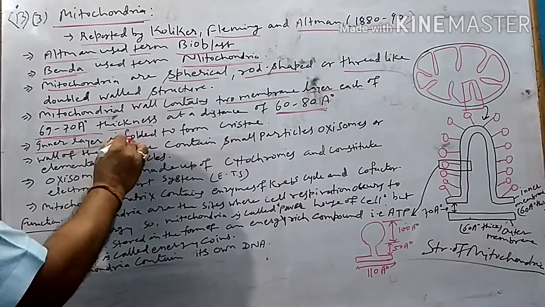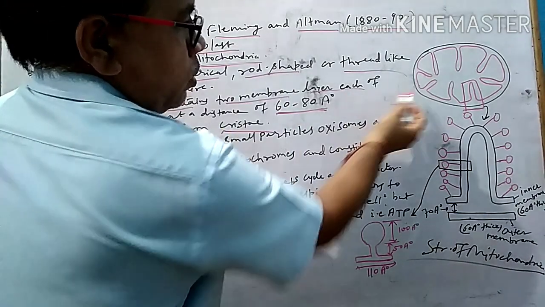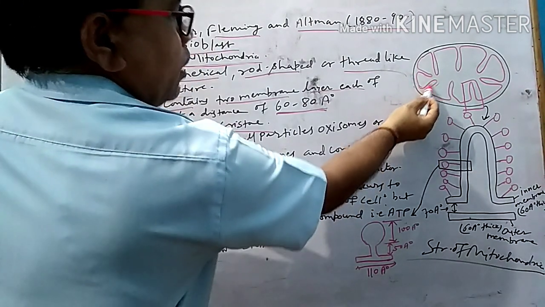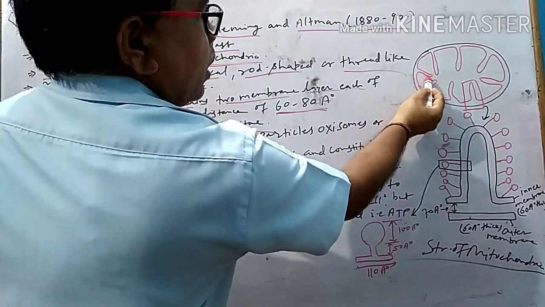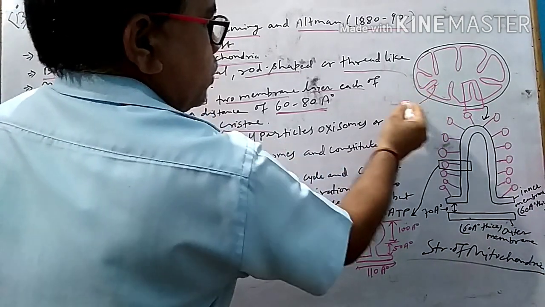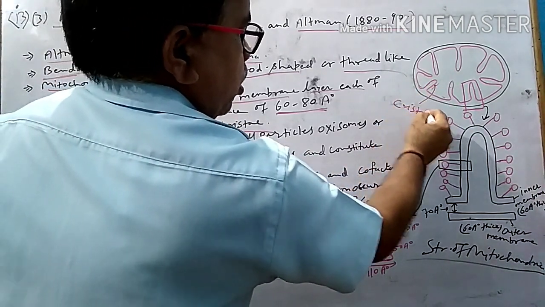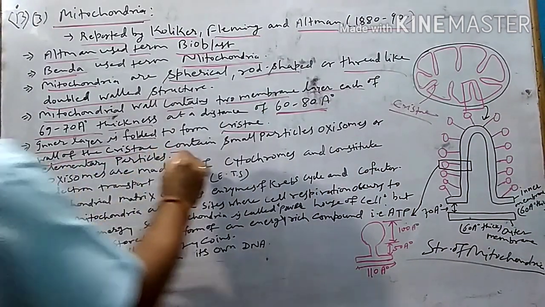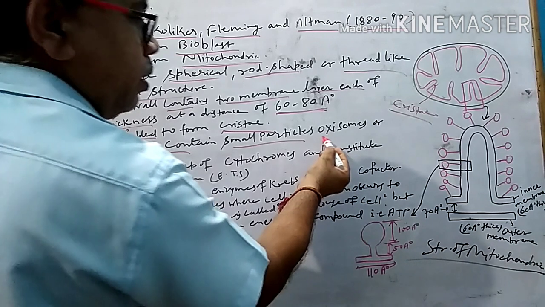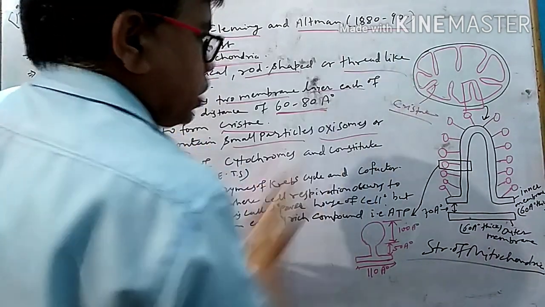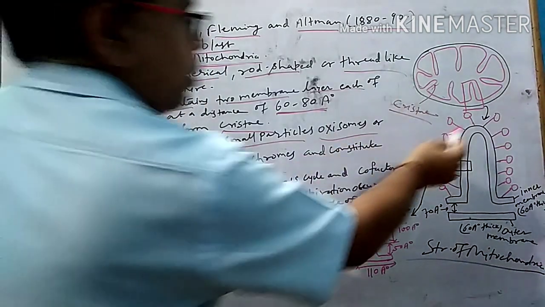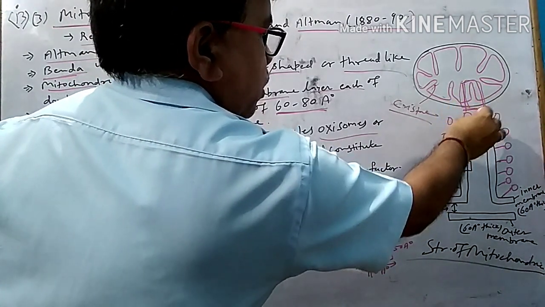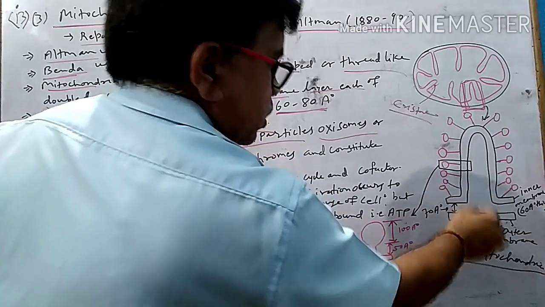The inner layer is folded to form cristae. So this is the inner layer, and this inner layer is a folded structure, and this folded structure is called the cristae. The wall of the cristae contains small particles. That particle is called oxysome. So here, suppose that this is one part of the cristae. This is the enlarged view.